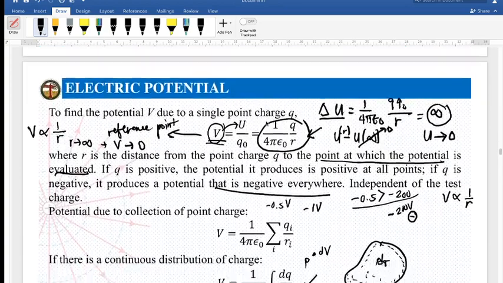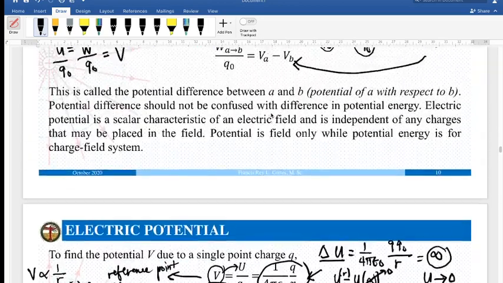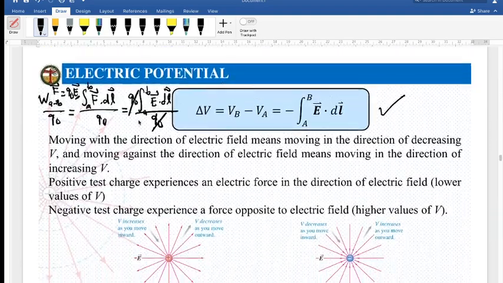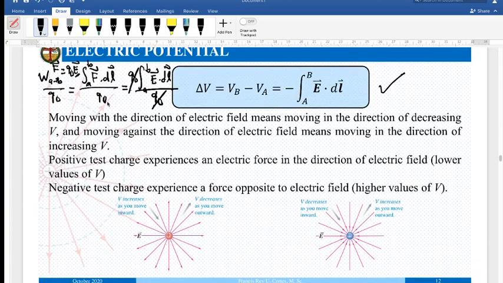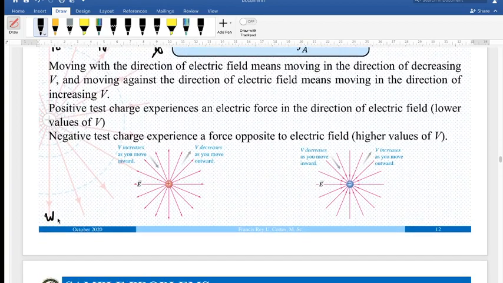Sorry, since this is VA minus VB, I think I did not account for the negative change of your potential. So can I erase this one? Here it should be negative because we have a negative change of potential. So the work from A to B over Q sub naught is equal to UA minus UB over Q sub naught, which is equal to VA minus VB.